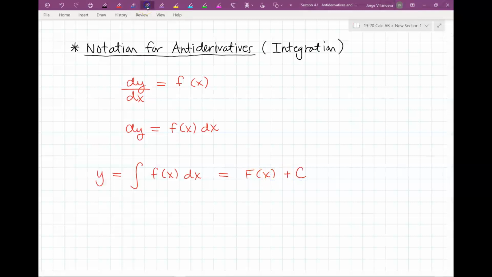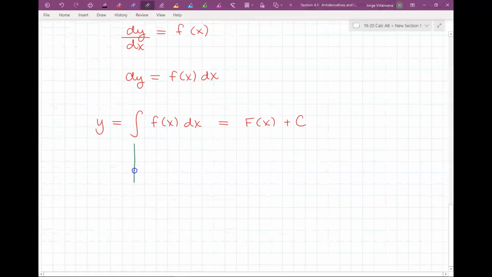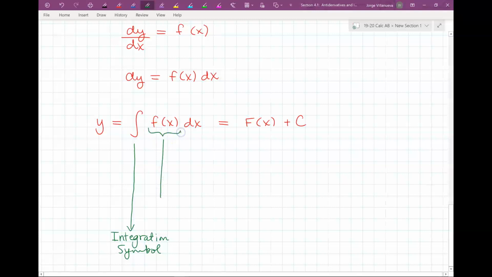Now let me label a couple of things here. First off, this is your integration symbol. That's how you tell people you're integrating. This piece here is called your integrand. In other words, this is what you're integrating. The dx is called your variable of integration. And remember that plus c is your constant of integration.